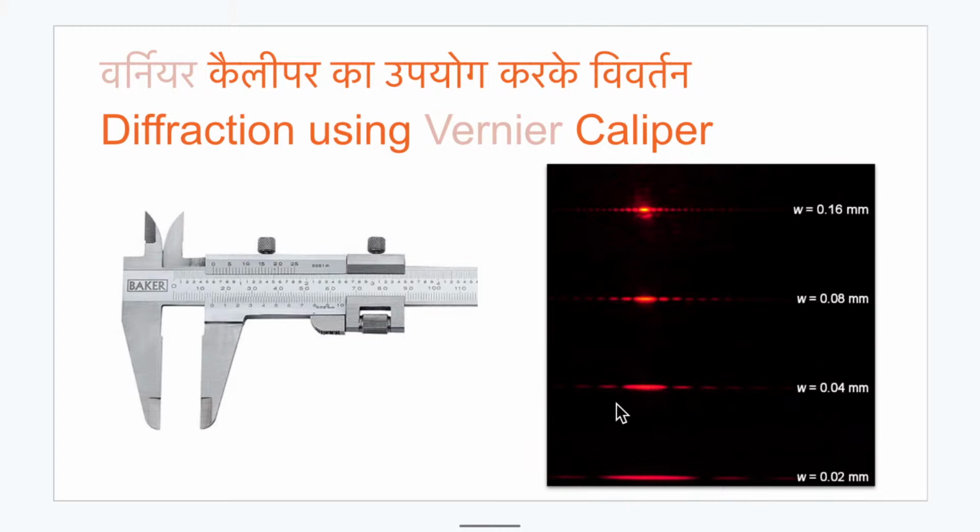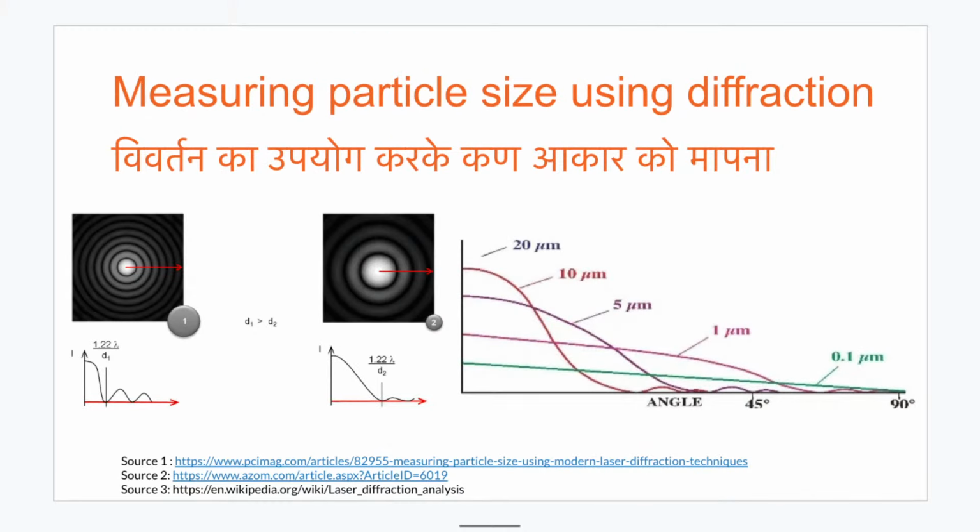Which is very easy to see if you have a vernier caliper, or if you have wires of different width, or if you have pencil leads, you can also do it with pencil leads. Pencil lead आता है ना 0.5 mm, 0.8 mm and all that. So you can do that using pencil lead as well. So what I'm trying to propose is that you can measure the particle size using diffraction, and let me show you how do we do it.